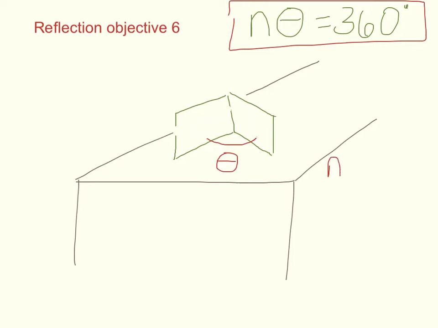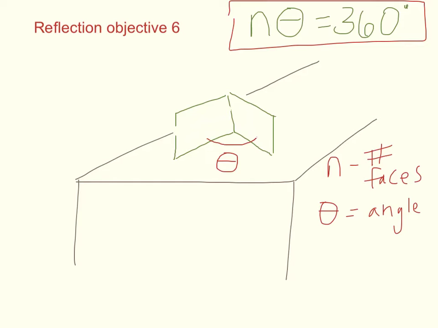N is the number of faces that you saw in the mirror. Theta is the angle that the mirrors were at. And then 360 degrees is just 360 degrees, a full circle there. So the equation is your number of faces times the angle should give you 360 degrees.